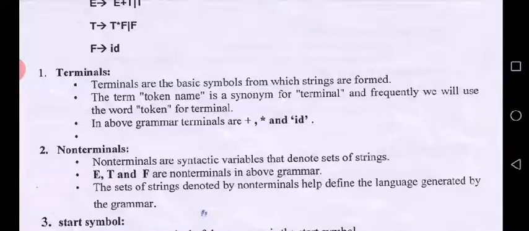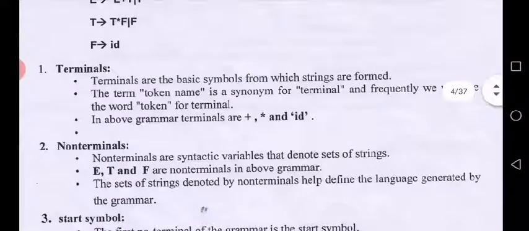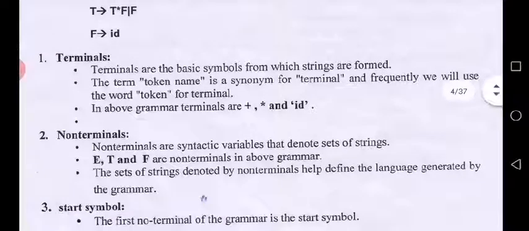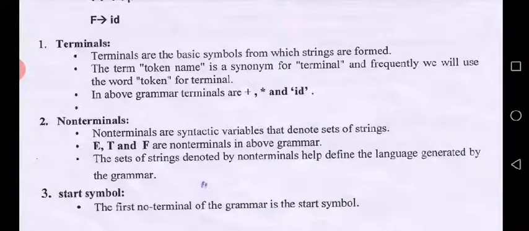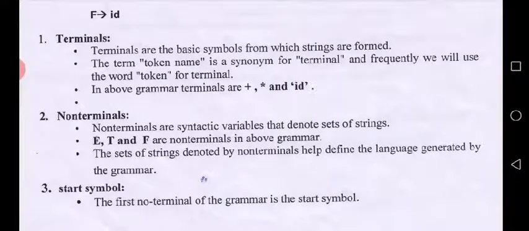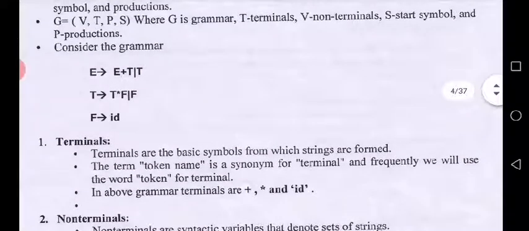Using these terminals, the sentence we generate, meaning a complete set of strings or a group of strings, we consider as a non-terminal or variable. The individual components which we need to generate this string, we consider as terminals. Here the term token name is considered a terminal; frequently we use the name token, which is nothing but a terminal. Whatever tokens you get should be considered as terminals. From the lexical analyzer, source program to token conversion is done. Tokens are submitted to the parser or syntax analyzer, so the syntax analyzer should consider those tokens as terminals. In the above grammar, terminals are plus, star and id.